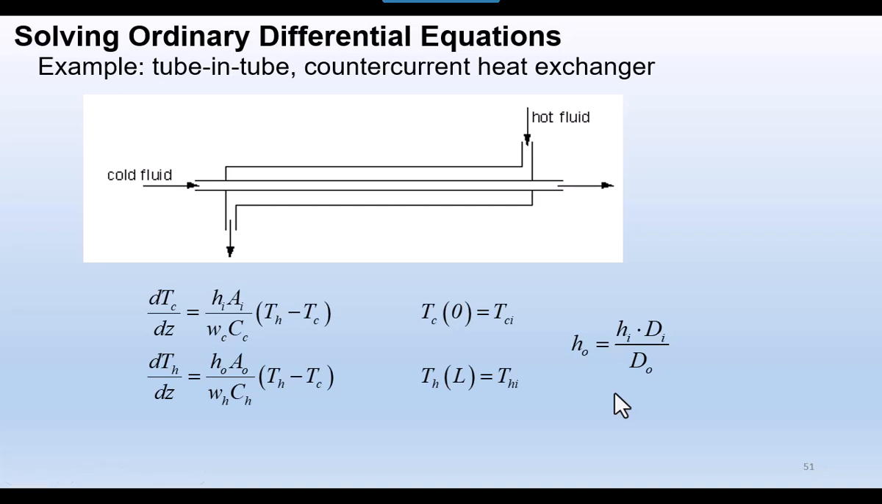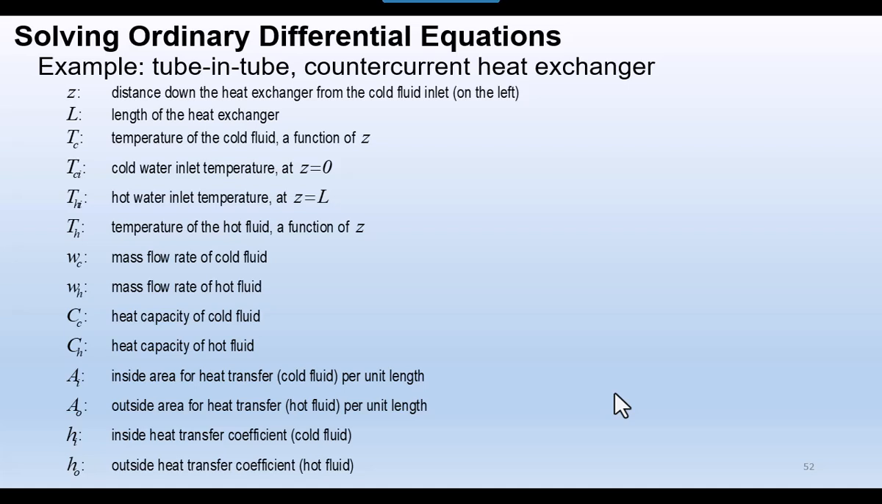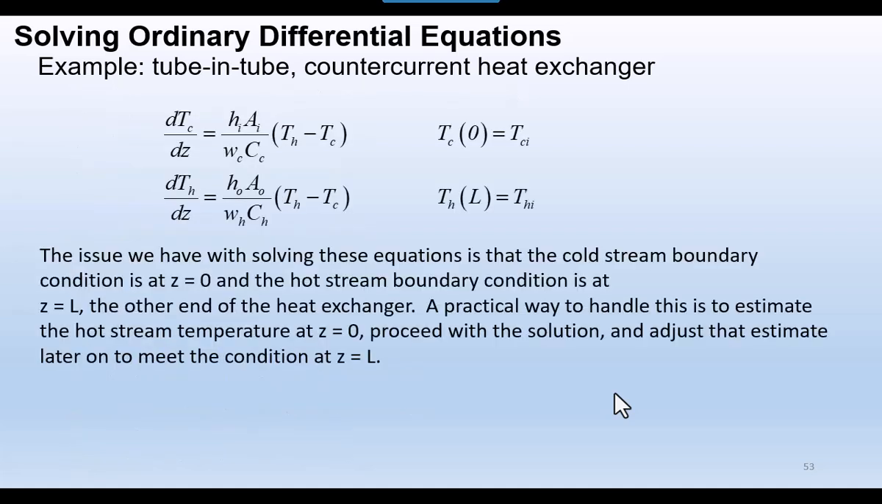And then just for the record, I've included a nomenclature slide which gives you all the definitions of the nomenclature that were used in that particular model. So we've summarized again here our equations, and we've noticed here that we have an initial value for Tc, cold, and we have a final value for T, hot.